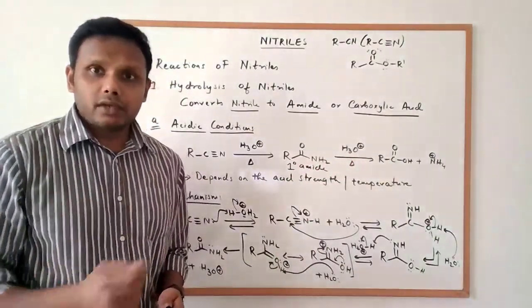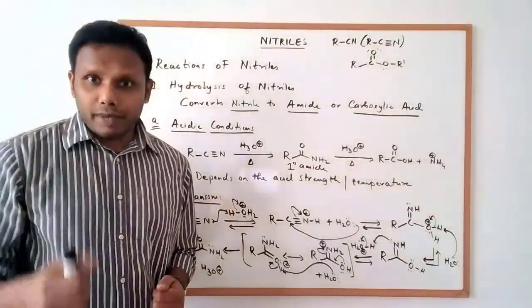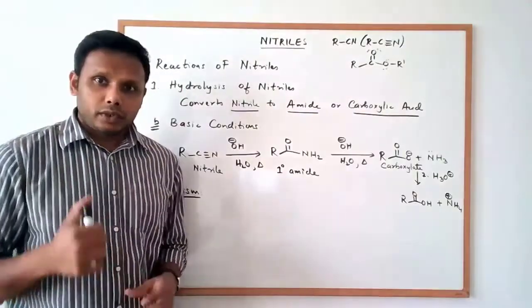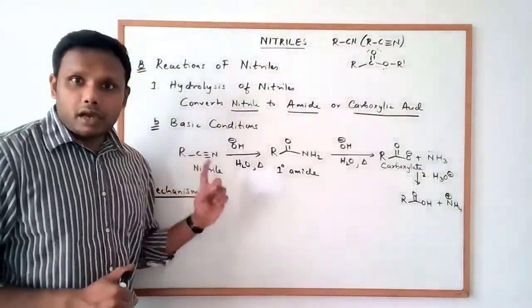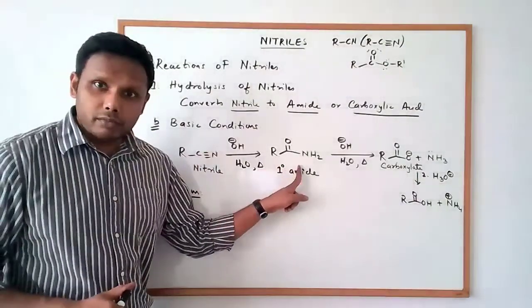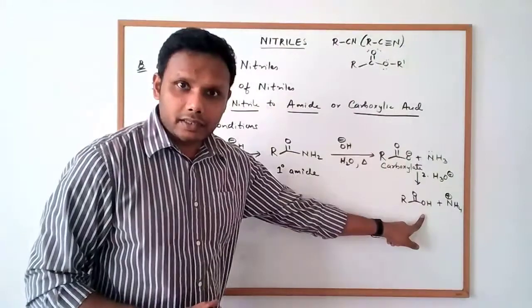Next, we're going to look at the hydrolysis of a nitrile under basic conditions. So under basic conditions, a nitrile can again be hydrolyzed to the primary amide initially, and then all the way to a carboxylic acid.